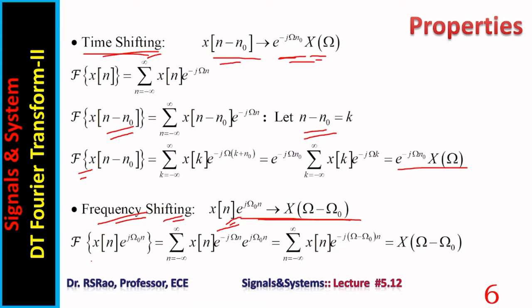Now apply DTFT to the product of two signals, x of n multiplied by e power j omega naught n. According to the definition, it is sigma n equal to minus infinity to plus infinity x of n e power minus j omega n e power j omega naught n. This can be written as sigma n minus infinity to plus infinity x of n e power minus j omega minus omega naught. This can be identified as x of omega minus omega naught.